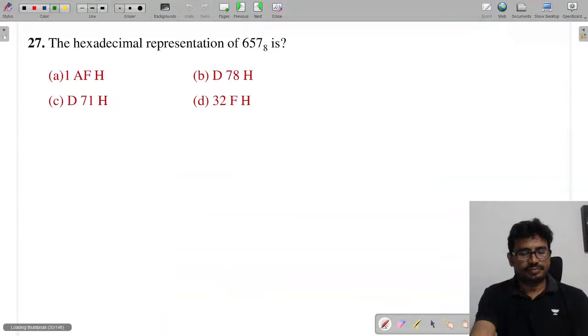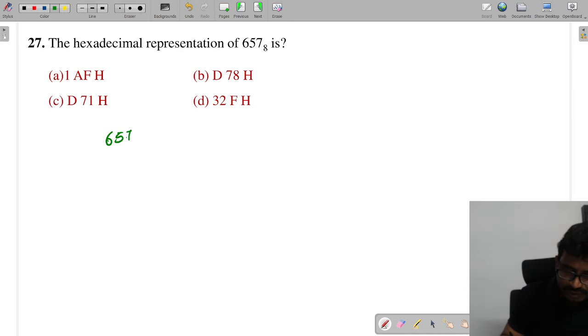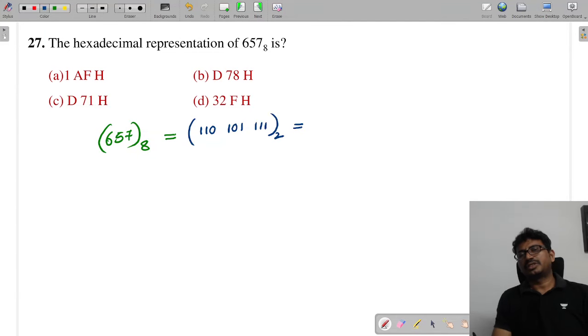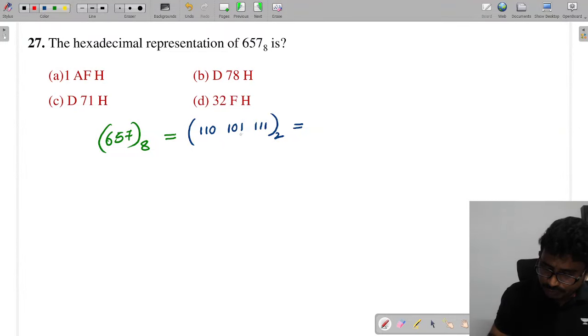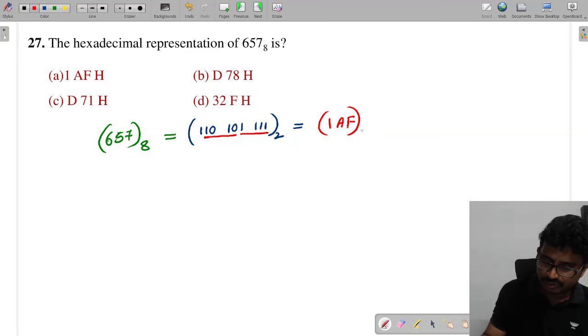Next one, hexadecimal representation of this number. That is 657 in base 8, and which is equal to what? Hexadecimal representation. So we should convert to hexadecimal. First we convert into binary. Binary means 2 cube is 8, so 3 bits are required. This is the binary. Now we require hexadecimal, so we need to group it in 4 bits. This 4-bit group is F. Next, these 4 bits, 1010 means 10, and 10 means A. So only 1 bit is left out, that is 1. This is in hexadecimal.